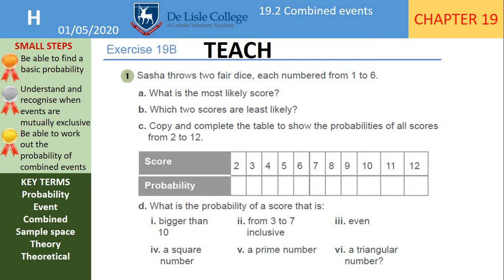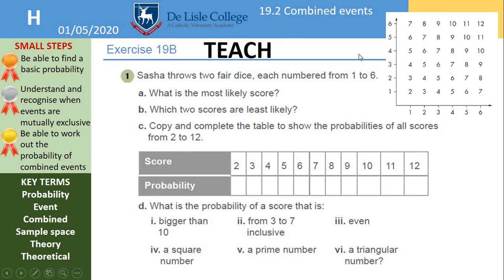So Sasha throws 2 fair dice, each numbered from 1 to 6. Part A, what is the most likely score? Part B, which 2 scores are least likely? So let's answer these first.